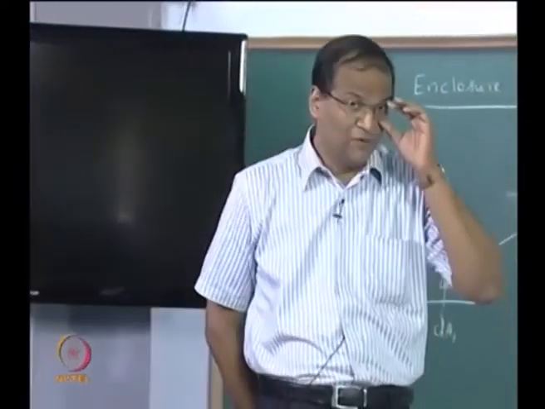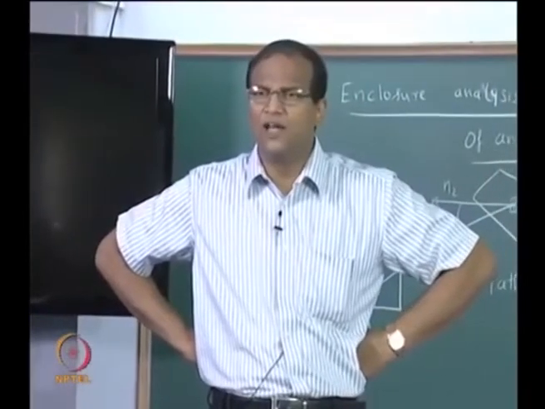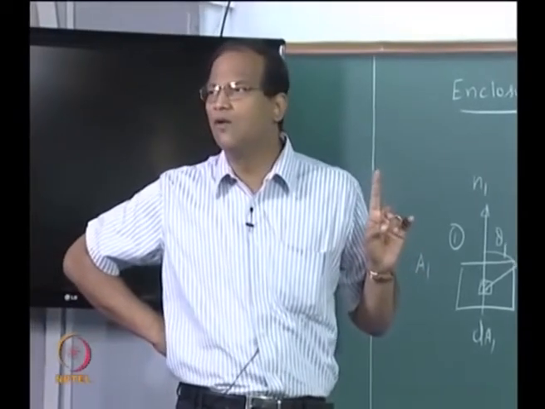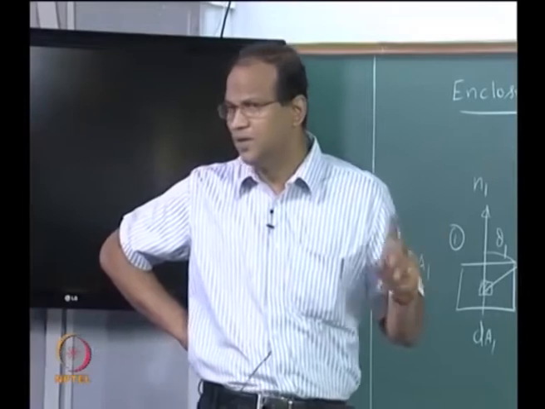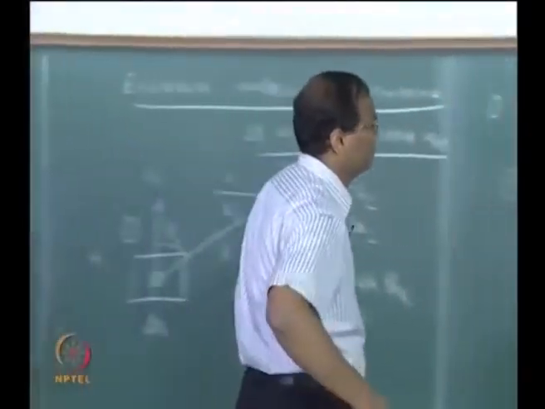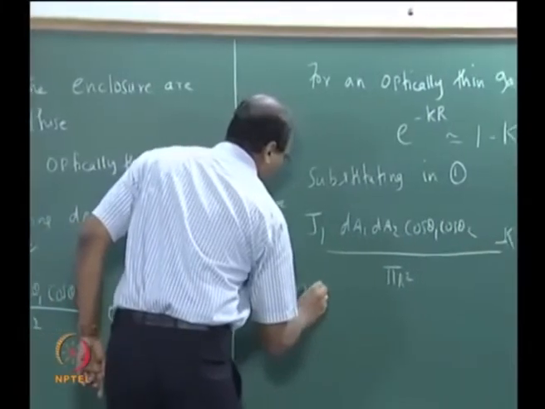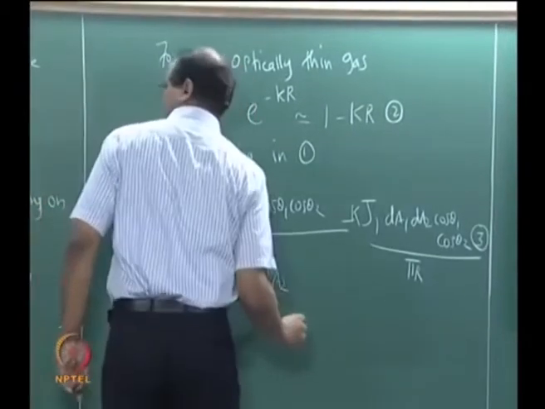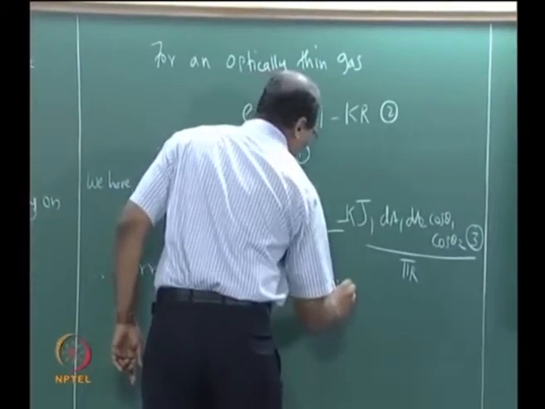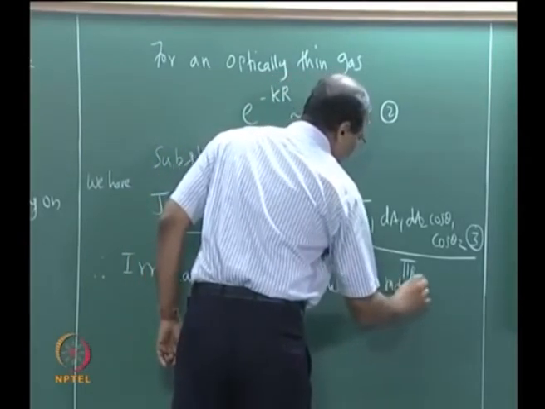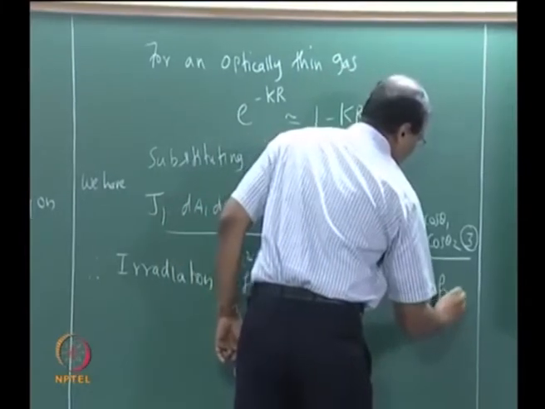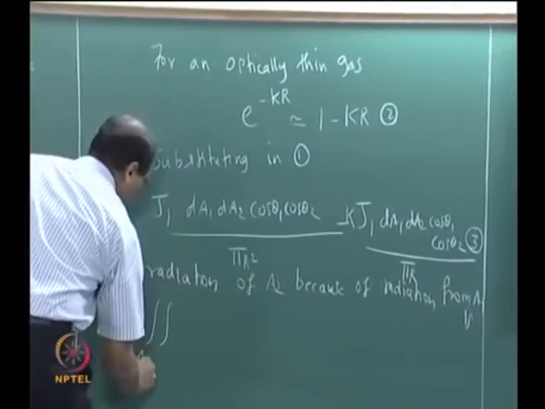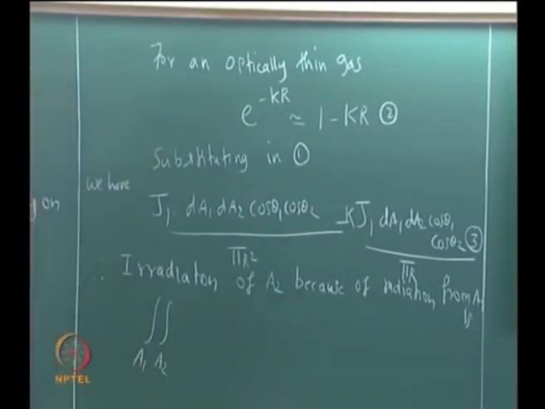Therefore, the irradiation of area 2 because of the radiation emanating from area 1 is given by the double integral of the two terms over A1 and A2. If I assume a uniform radiosity, I can take the J1 out.